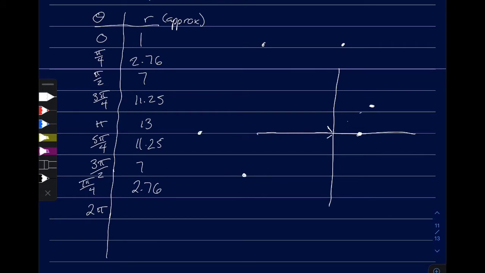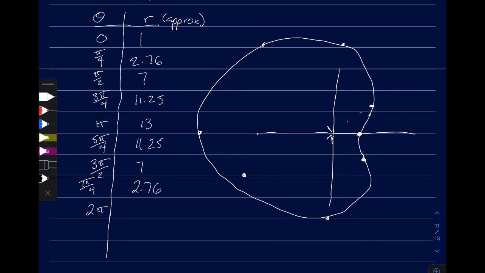Now 5 pi over 4, we're going to follow the straight line down and to the left. For 3 pi over 2, we're going to follow the line straight down to the 7. 7 pi over 4, we're going to go directly down to the right. Remember, that's the same as negative pi over 4. And then at 2 pi, we're right back to where we started. So now that we've plotted all of our points, let's just go ahead and connect the dots. And as you can see, I might have missed a point, but that's okay because I didn't miss the point, which was that we were sketching a common polar graph.